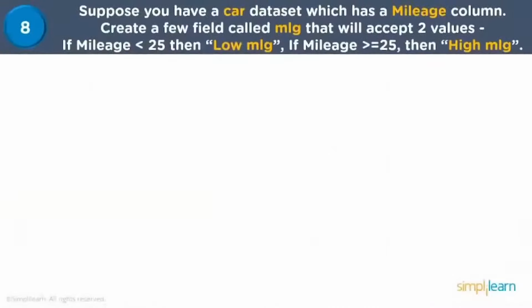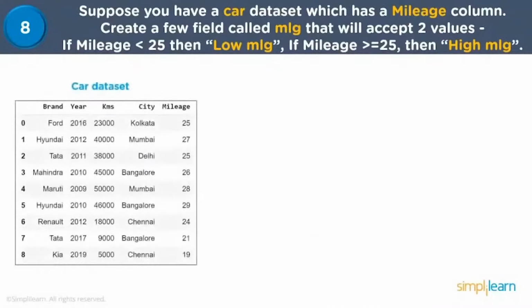Okay, now moving to our 8th question. Suppose you have a car dataset which has a mileage column. You need to create a new field called MLG that will accept 2 values. If mileage is less than 25, then the value should be low MLG, and if the mileage is greater than or equal to 25, then the value should be high MLG. Now while analyzing data, data scientists often need to create extra columns in the data frame to add more values that will help you make your data analysis more efficient. So this question is related to one such idea.